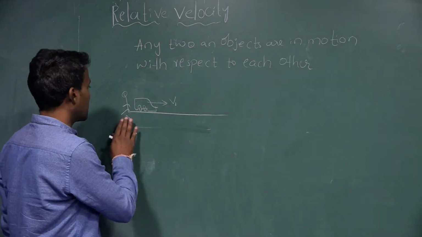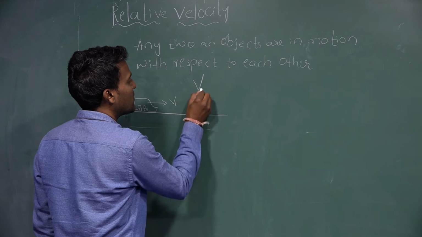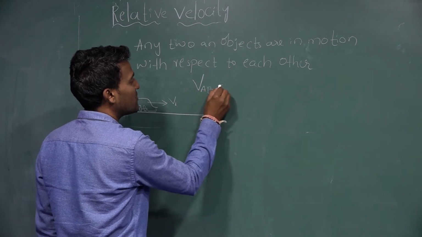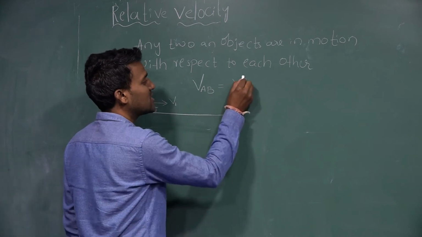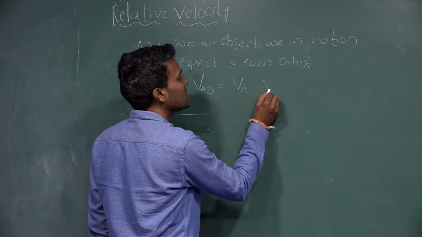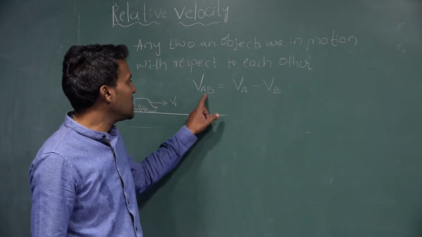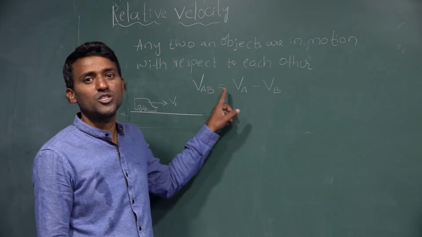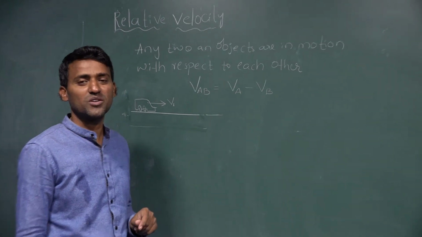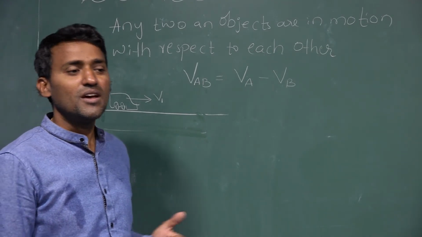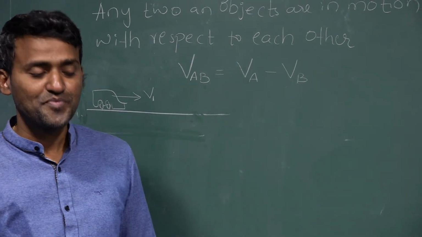Now, for your understanding, I will write the formula here. Velocity of A with respect to B. Velocity of the A object with respect to B, we can write with this formula: VA minus VB. Velocity of A with respect to B is equal to velocity of A minus velocity of B. And I will give a live example for this also.